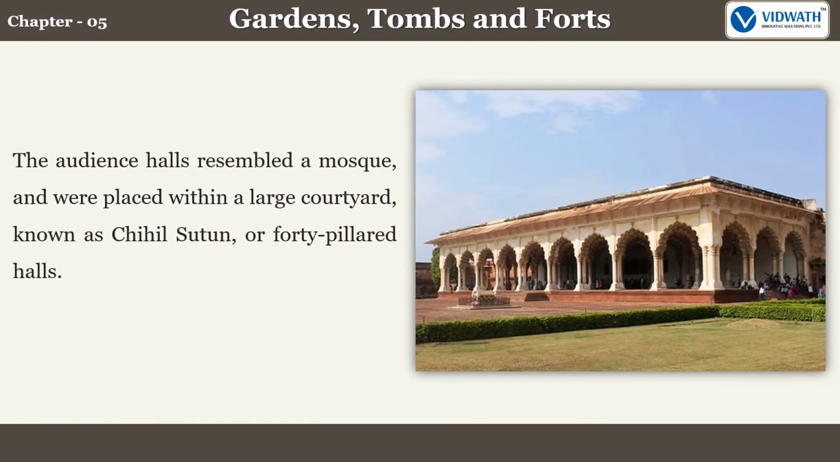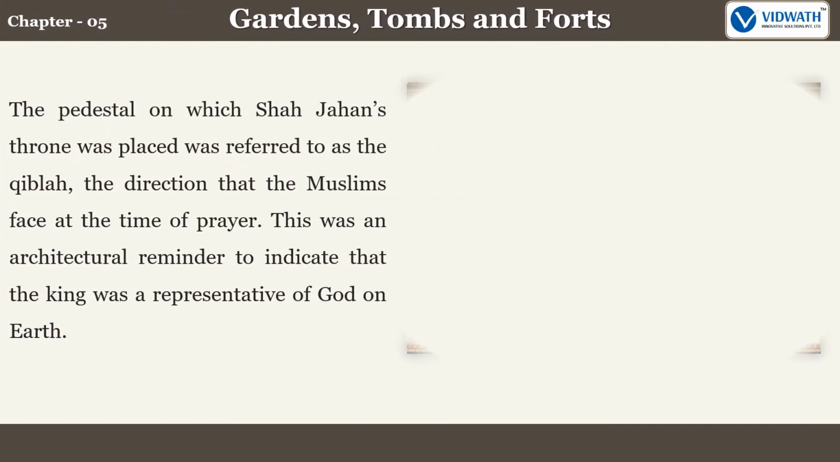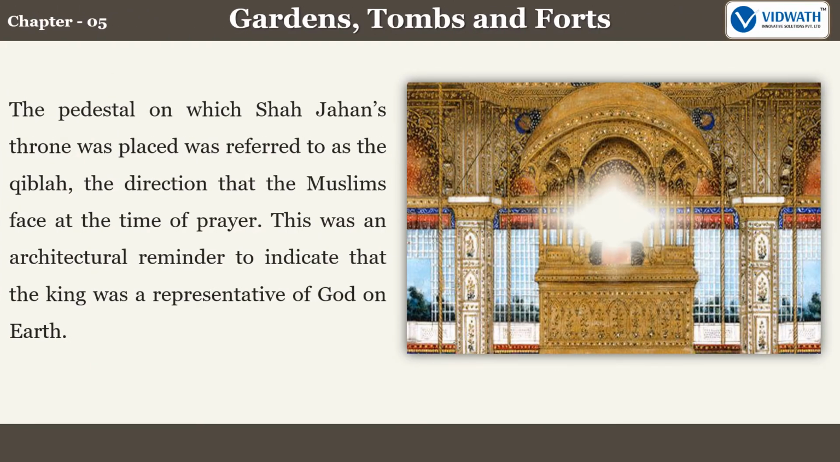The audience halls resembled a mosque and were placed within a large courtyard known as Chihil Sutun, or 40-pillared halls. The pedestal on which Shah Jahan's throne was placed was referred to as the Qibla, the direction that Muslims face at the time of prayer. This was an architectural reminder to indicate that the king was a representative of God on earth.